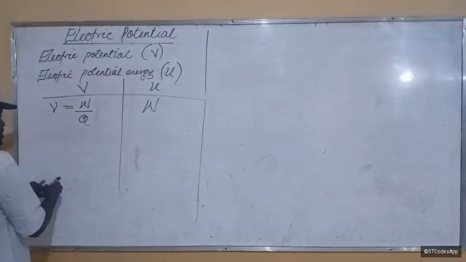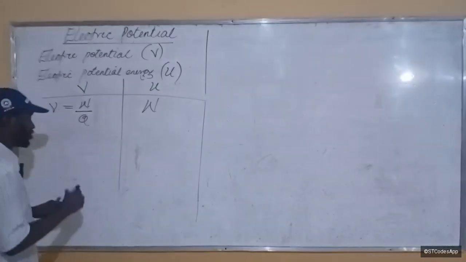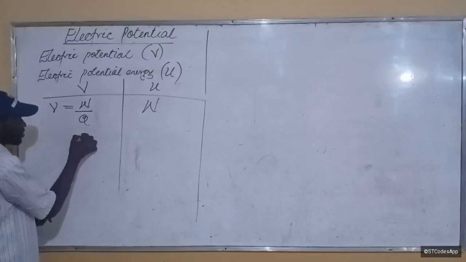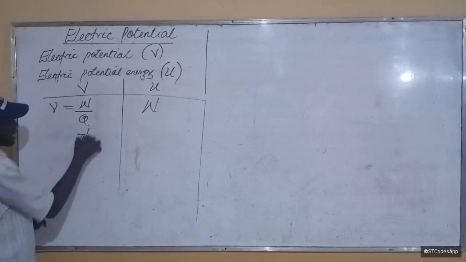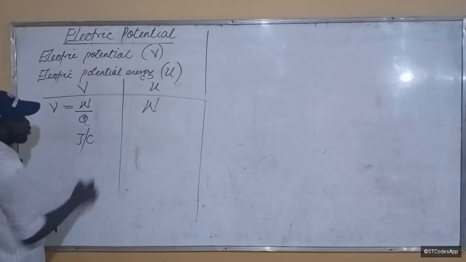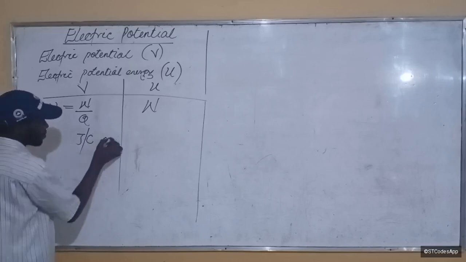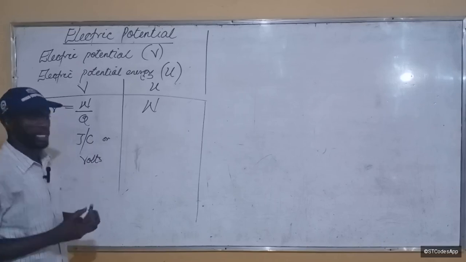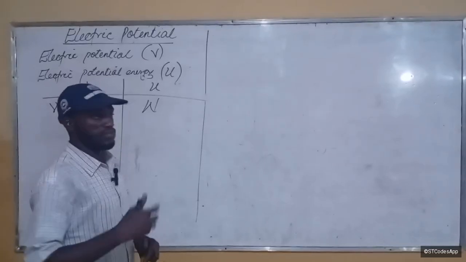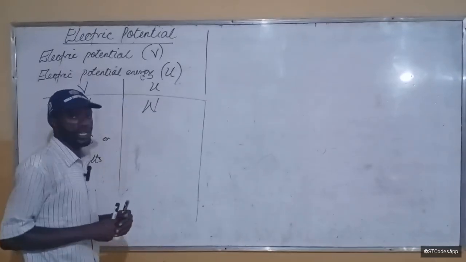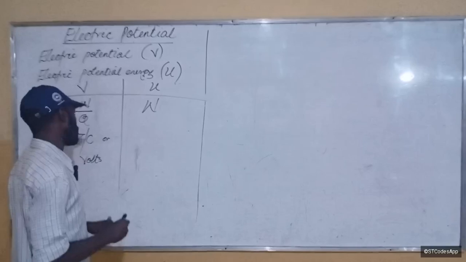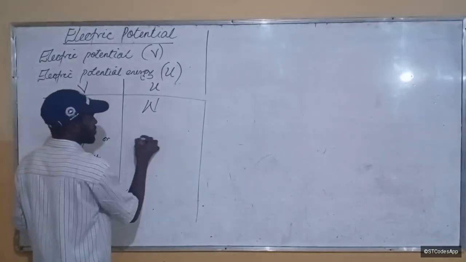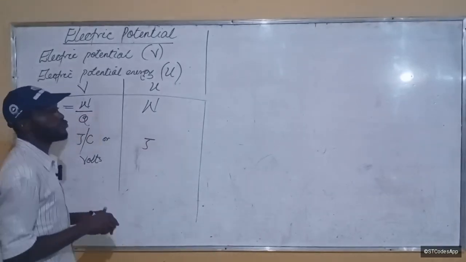So essentially they also differ in the unit of measurement. Work done is measured in joules. Charge is measured in coulombs. Electric potential is measured in volts, named after Alessandro Volta. You have seen my video on electrostatics, where I talked about him. The unit of electric potential energy, therefore, will be joules.